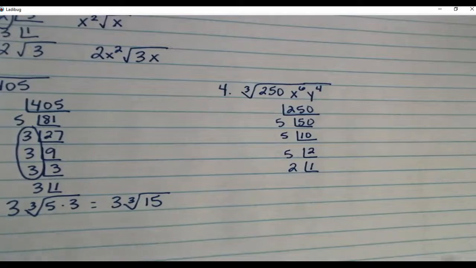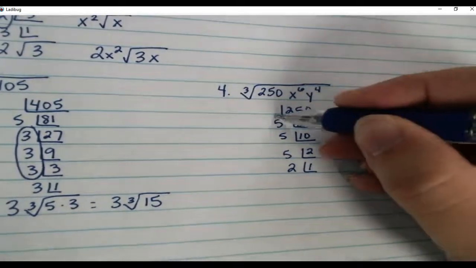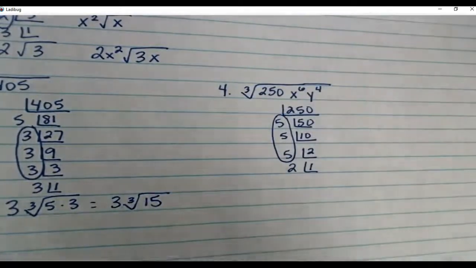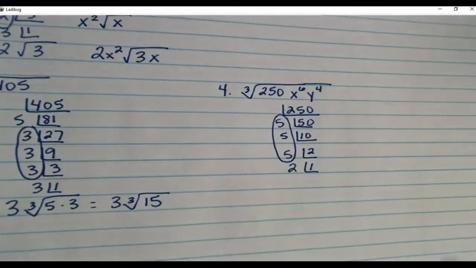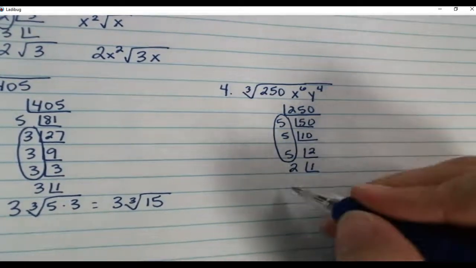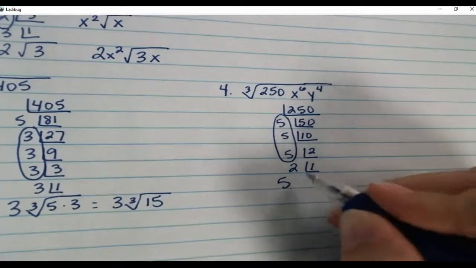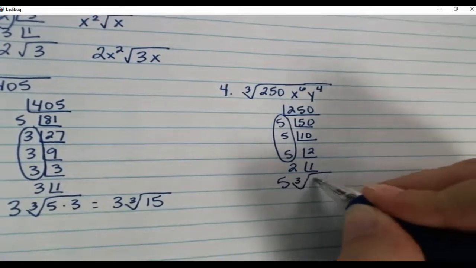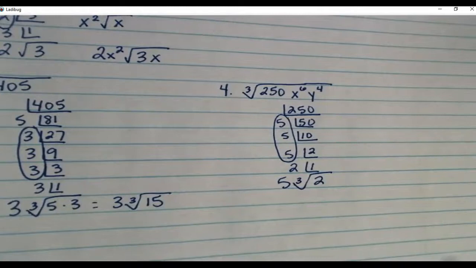Okay. So I'm looking for 3 of a kind. Do I have 3 of a kind? Yeah. 5s. If you don't have 3, then it's like the ones where if you didn't have a pair, it just stays the same. Yep. So then 3 5s, so a 5 comes out, and then that little tiny 2 is all by himself, so he stays inside. Okay.